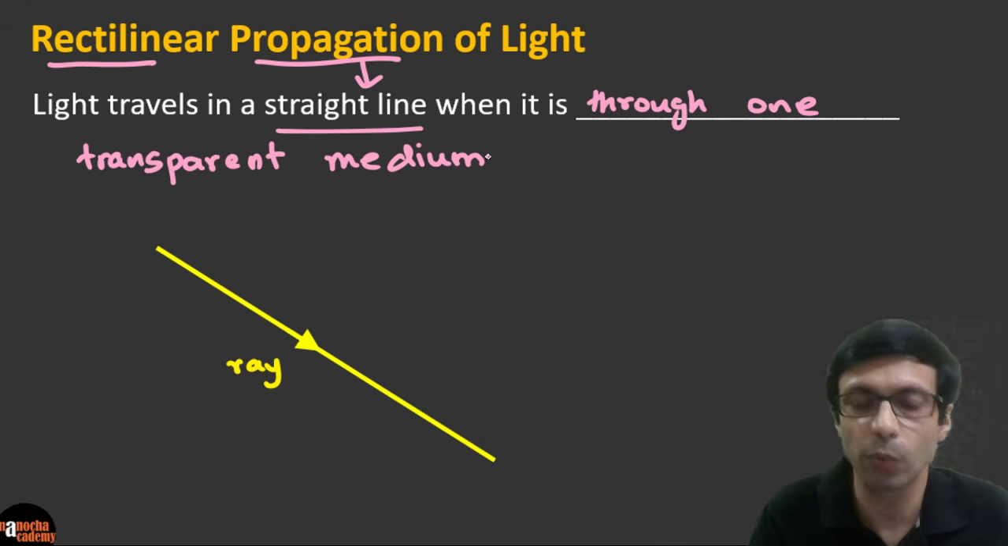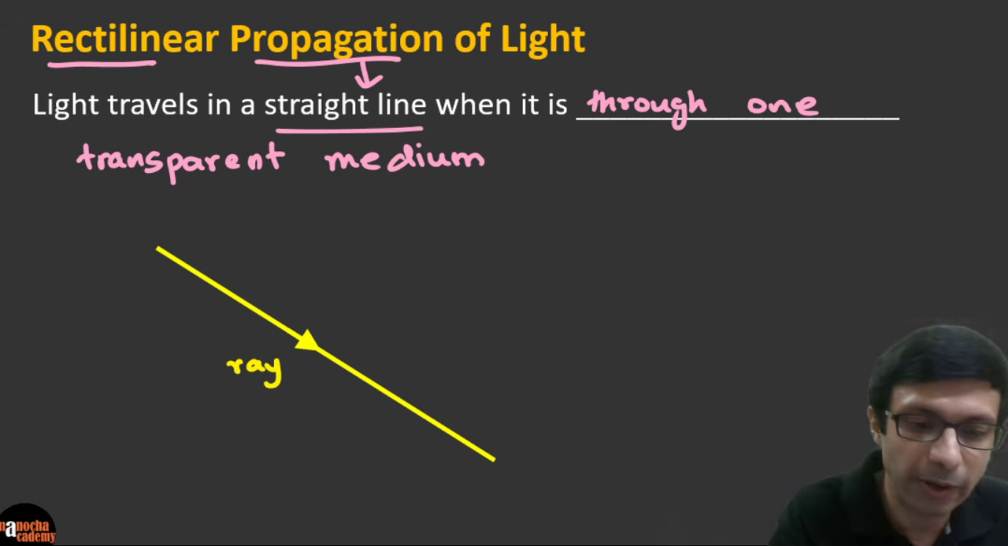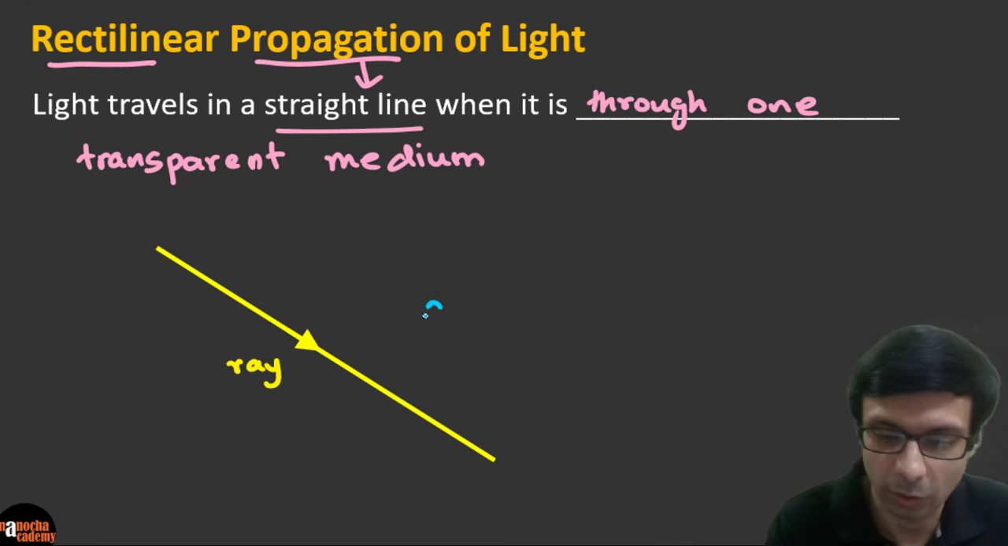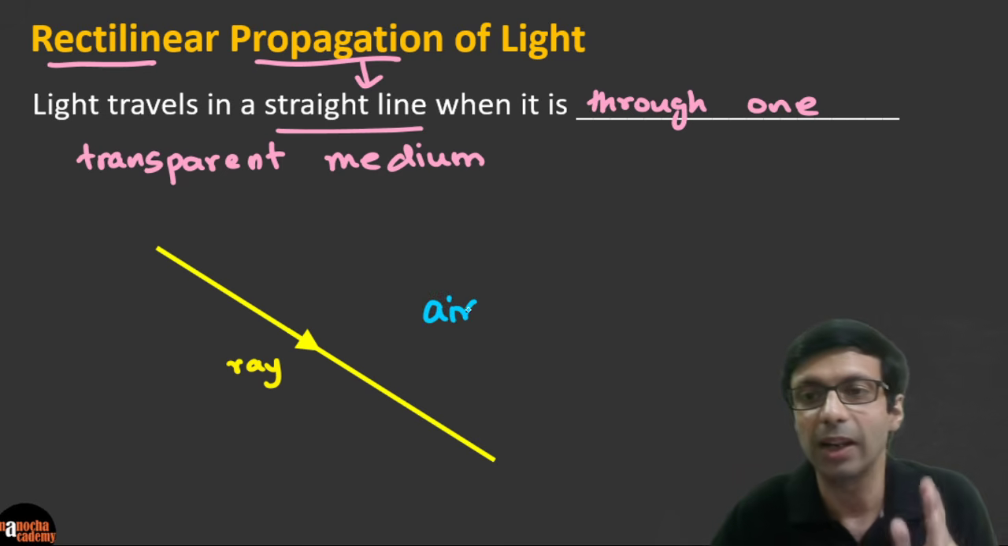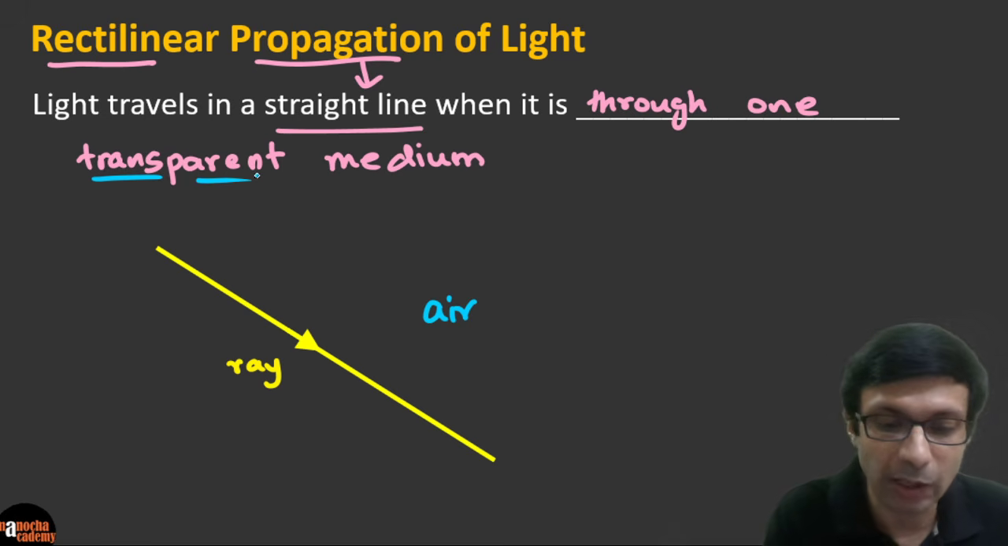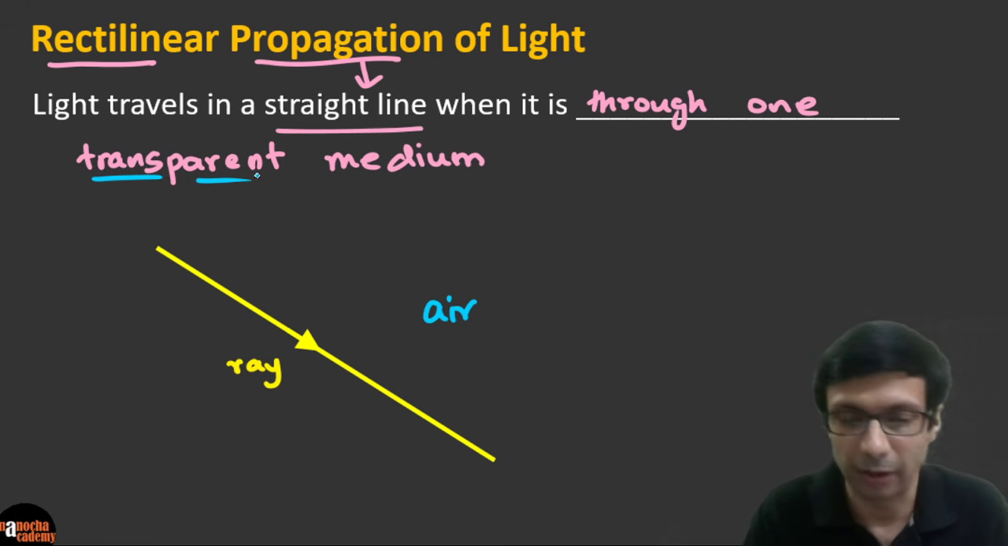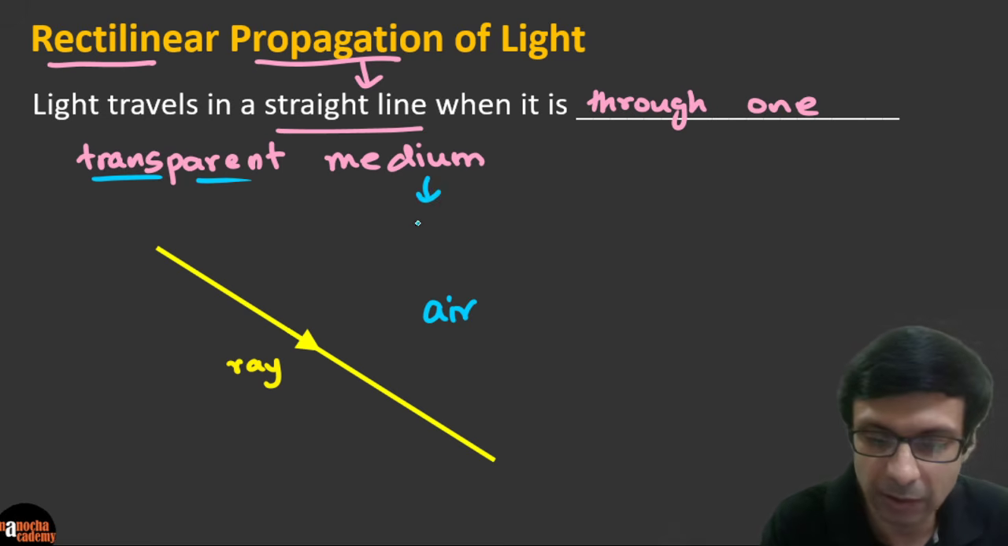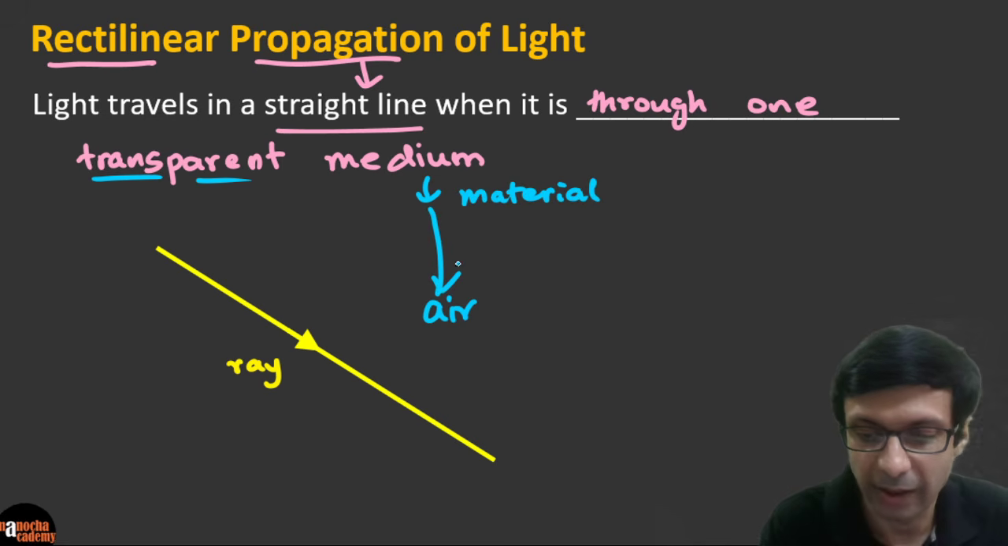So let's understand what we mean here. Let's say the transparent medium is air. So let's say it's traveling in air. You know, air is transparent. Light can travel through it. And the word medium means material. And here our material is air.